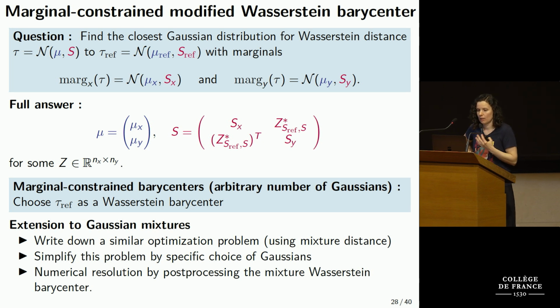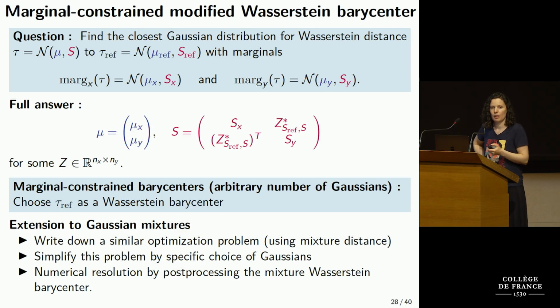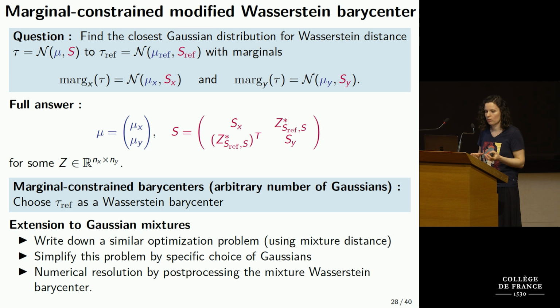The idea, so I spare the details, is to write a similar optimization problem using the Wasserstein mixture distance, and then we simplify this problem by choosing specific Gaussians. And then at the end of the day, to get the marginal constraint Wasserstein barycenter, we post-process the simple mixture Wasserstein barycenter, and we obtain the solution.